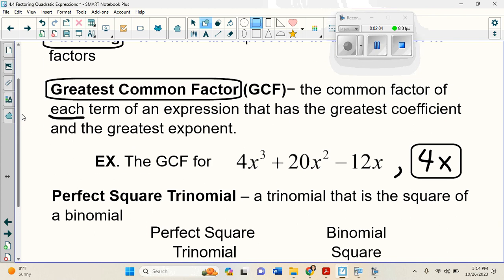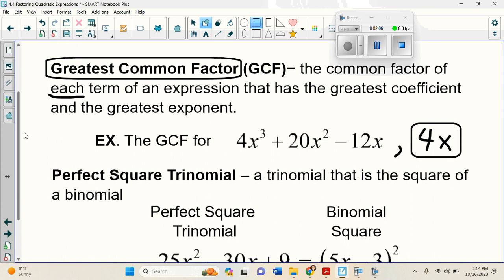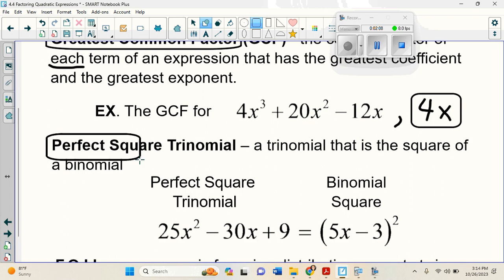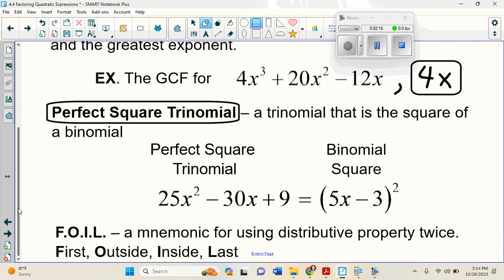Okay, perfect square trinomial. A perfect square trinomial is a trinomial that is the square of a binomial. So if you take a two-term polynomial like 5x minus 3, and you square it, you would get what's called a perfect square trinomial because it's a square of this binomial. You get three terms, that's where the trinomial comes into play.